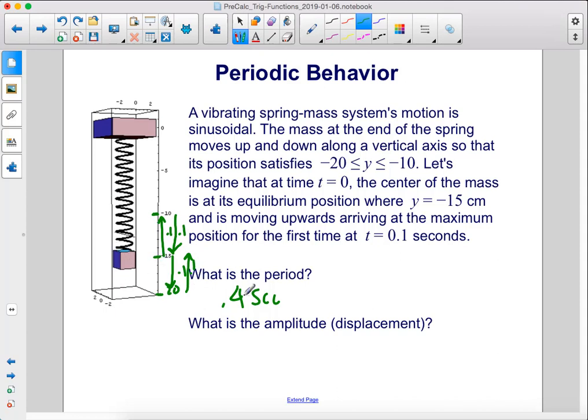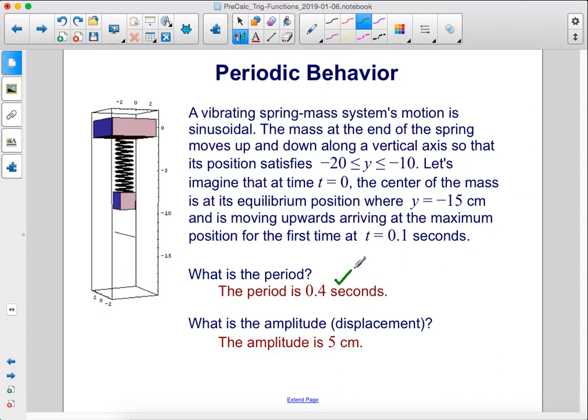What is the amplitude? Well, the full distance between the minimum and the maximum is 10 centimeters. So half of that is the amplitude, or 5 centimeters. 0.4 seconds and 5 centimeters.